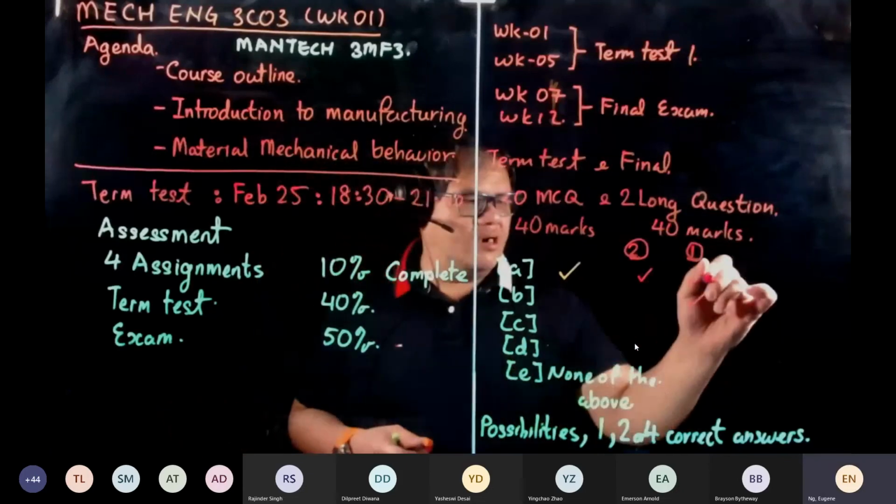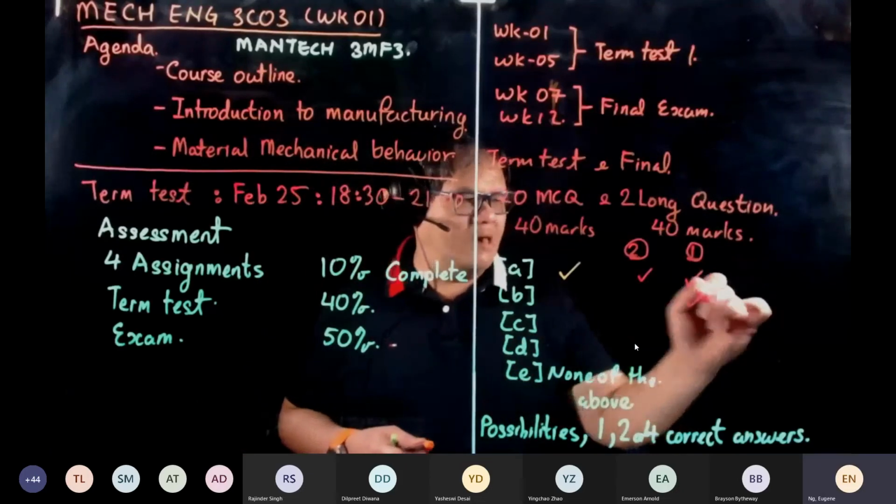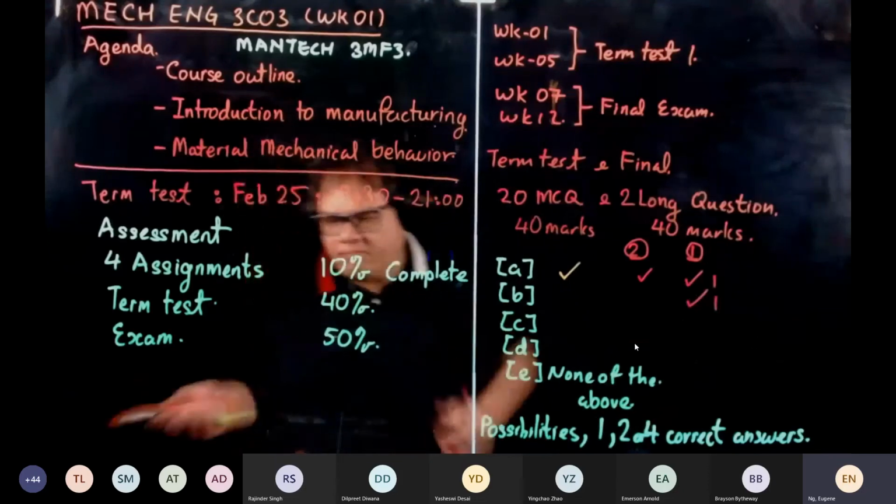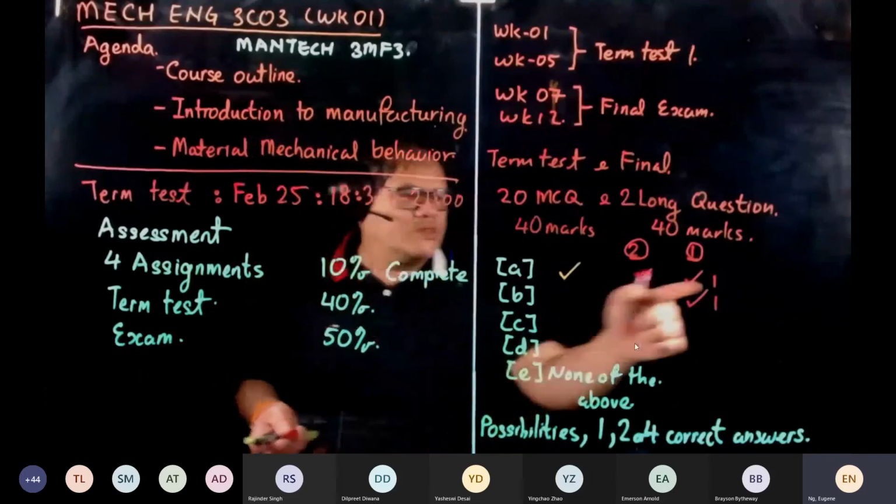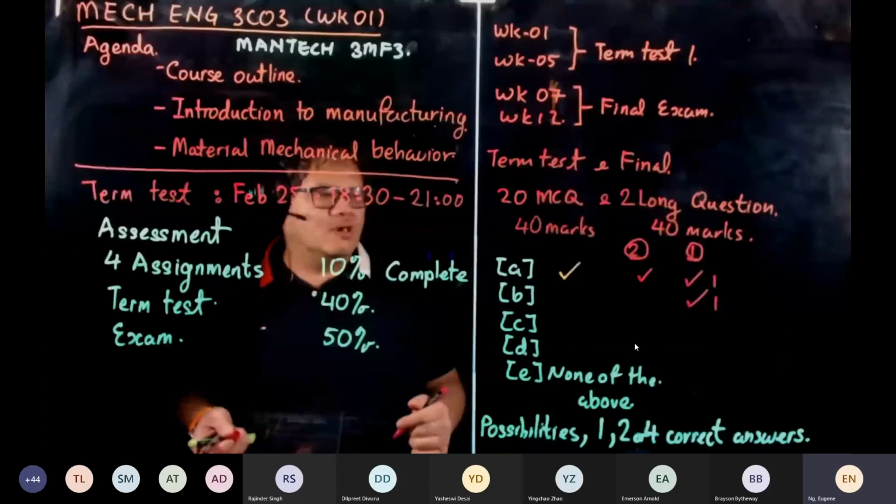It's because you put a 1 mark bet here and you put a 1 mark betting. It's like betting, you know, stock market, you're betting yes or no. Right? So this one is correct. That's why you get 1 mark.